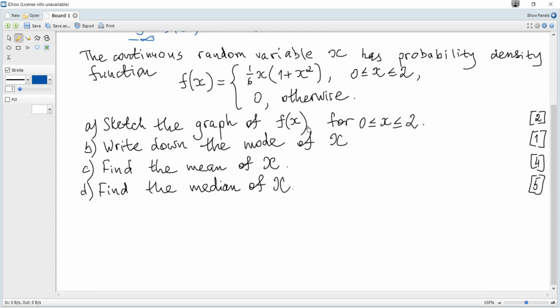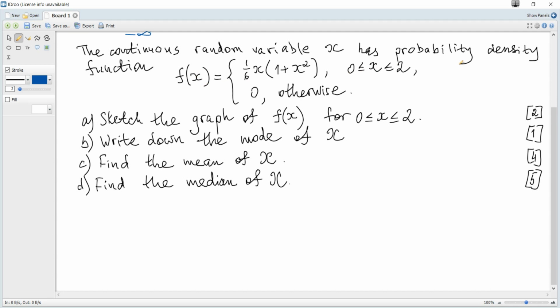Let's consider the next example. It is given the probability density function. Sketch the graph of f of x for x in between 0 and 2. This problem is with a calculator, so you can use a calculator and get the graph. And we can see that it's just an increasing function. So it looks like this. Y values are not important here.